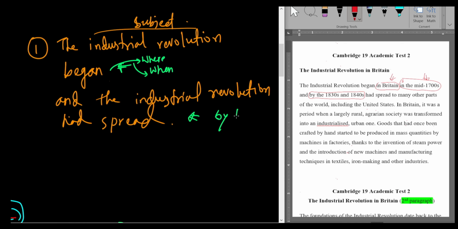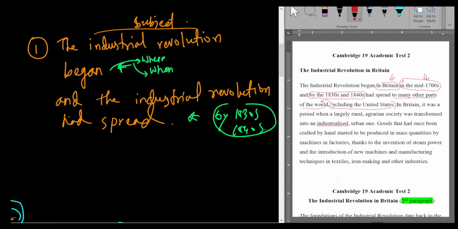So by the 1830s and 1840s, and we considered these earlier, to many other parts. So the industrial revolution had spread to many other parts of the world. So this is the complete idea of the clause after "and", which is the industrial revolution had spread by this time to where? To different parts of the world. And there is another thing, including the United States. So we will also consider this with the different parts of the world, as this is a participle phrase.